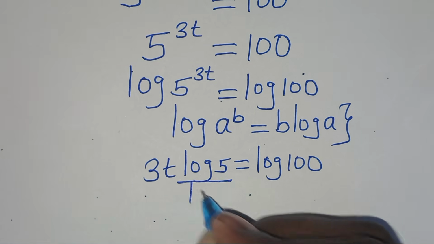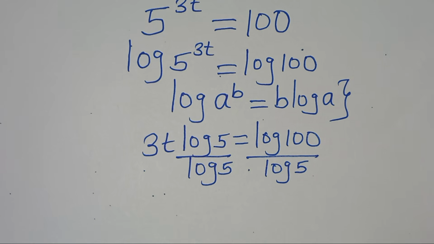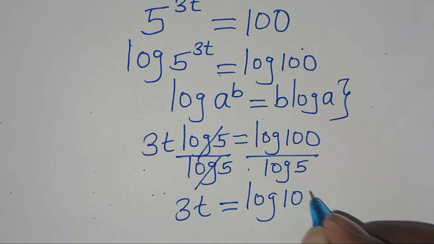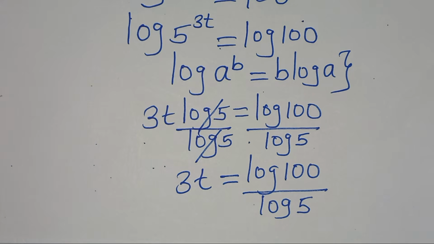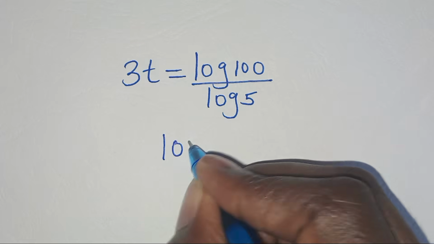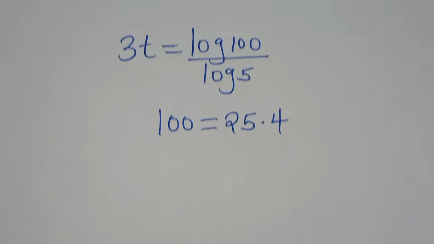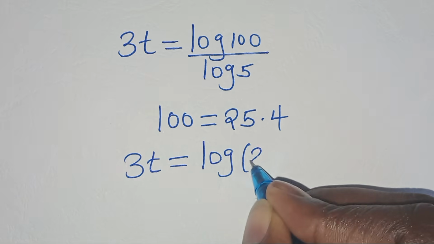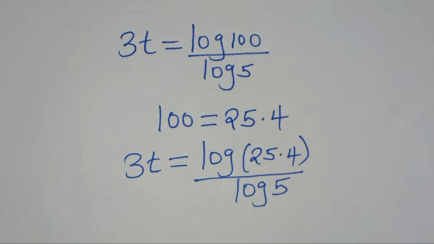Let's divide on both sides by log 5. So we can simplify log 5 and log 5 here, so that 3t is equal to log 100 divided by log 5. Now the next step, we can express 100. This is the same thing as 25 multiplied by 4. So this is 3t. This is equal to log 25 multiplied by 4, then divided by log 5.